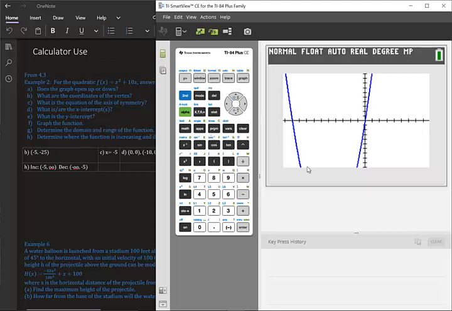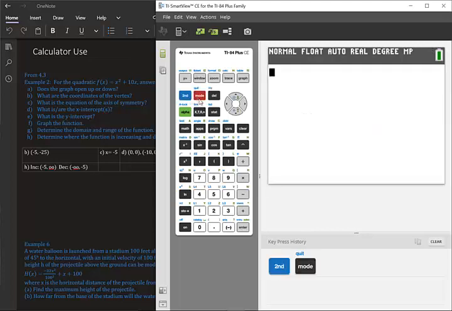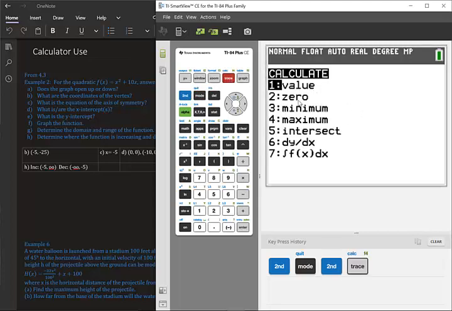So if you want to get out of this screen or want to get out of somewhere and go back home, you press second mode, and that'll bring you back to the home screen. So let's find our intercepts by hitting second trace. And intercepts, remember, another name for intercepts is zeros.